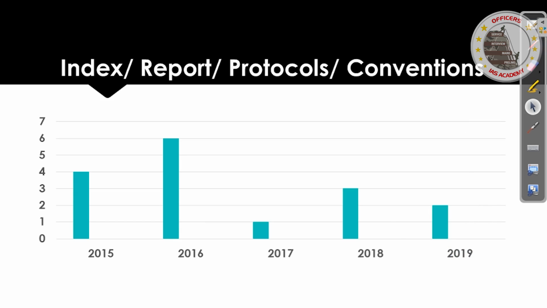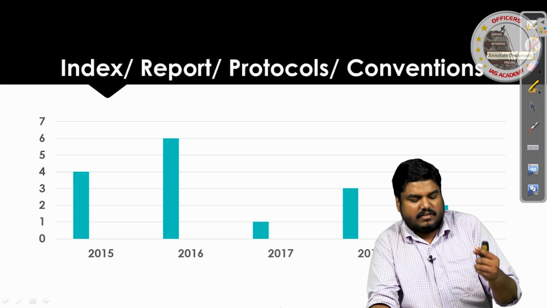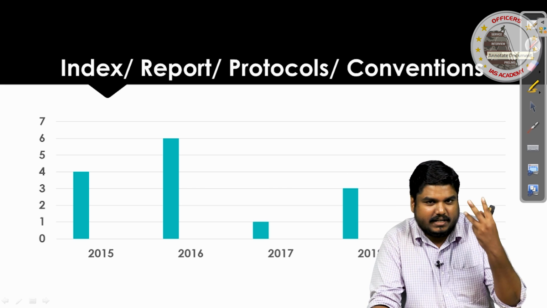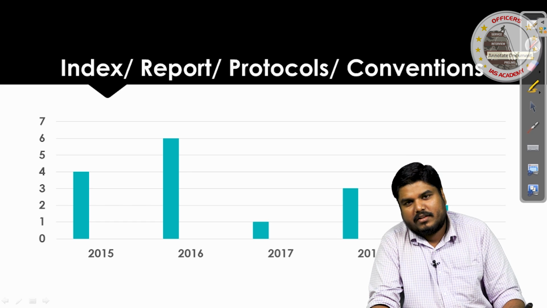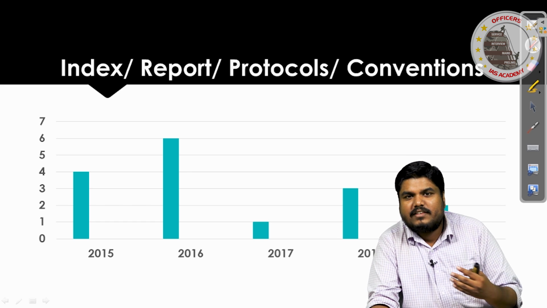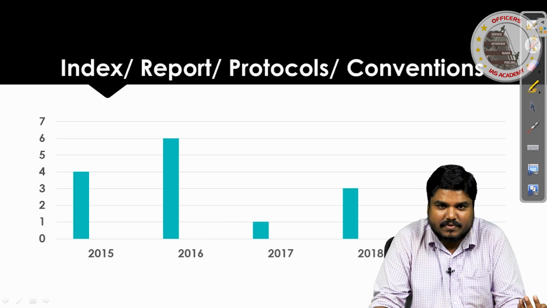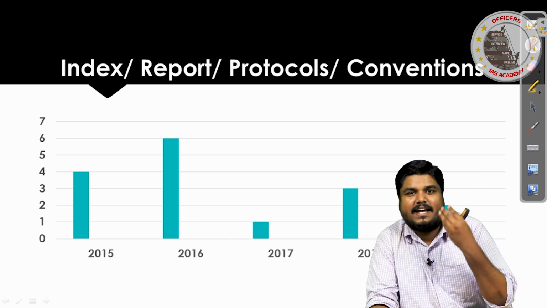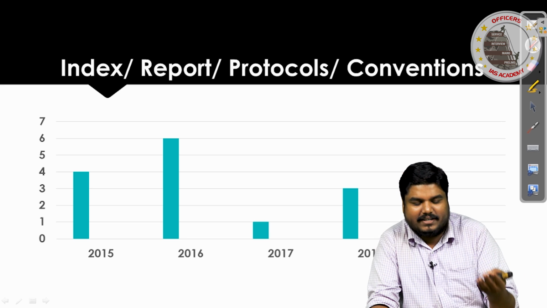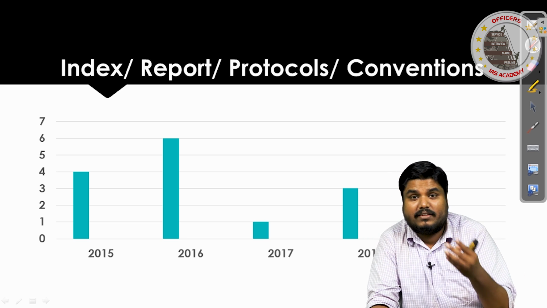The next one is index, report, protocols and conventions. So, whenever you come across the suffix index or report, say Global Hunger Index, UN Development Report, Kyoto, Nagoya protocol, ILO conventions, these kind of terms when you come across in news, right, I again say you may not get a direct question on this index, I mean a direct content article on this index.